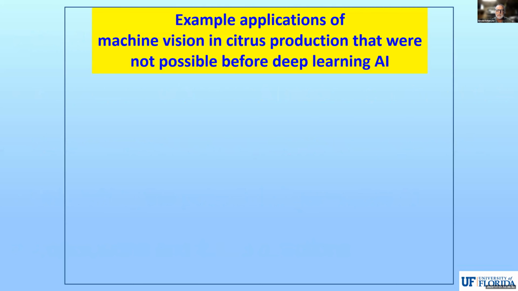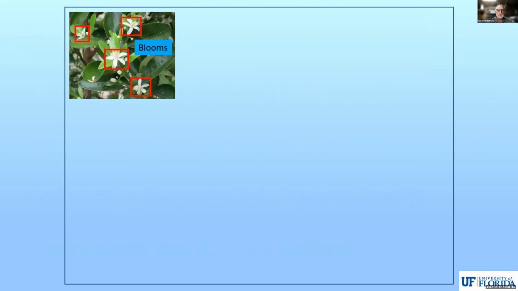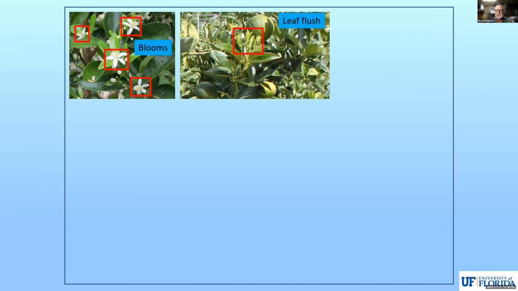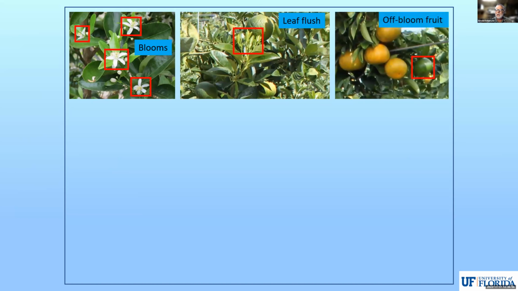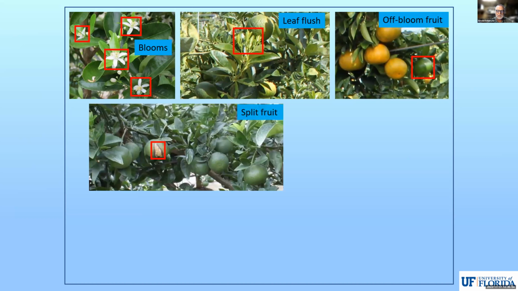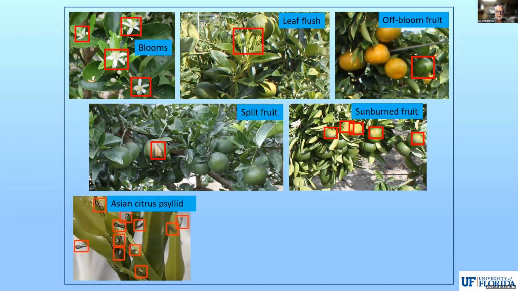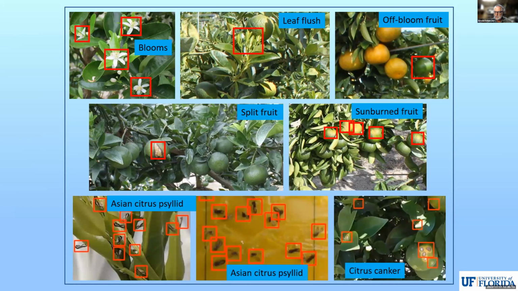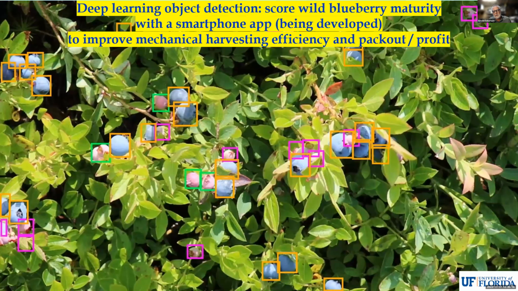So here are some examples just in citrus alone. Machine vision is so important for identifying, diagnosing, counting. Here are blooms in citrus. There's leaf flush, which is food for pests. We can look at defects, off-bloom fruit, which is green fruit that won't be harvestable at the same time as the main crop. So many things that you can use machine vision for with the right training. Split fruit defects, sunburn fruit defects, pests, more pests, and diseases. And any crop can benefit from this machine vision. Here's an example from Nova Scotia in Canada, where you can see wild blueberries.